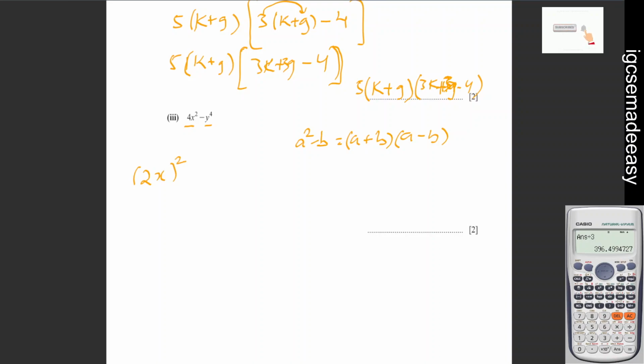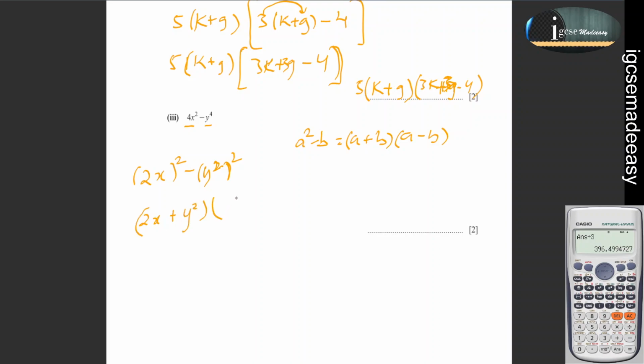So 2x whole square minus y square whole square, because I want a square on the side, as a power. So I am making y square to the power square. So now it becomes a square minus b square. So a is actually 2x and b is y square. So a plus b we can write as 2x plus y square, and a minus b is 2x minus y square. So this will be our final answer.